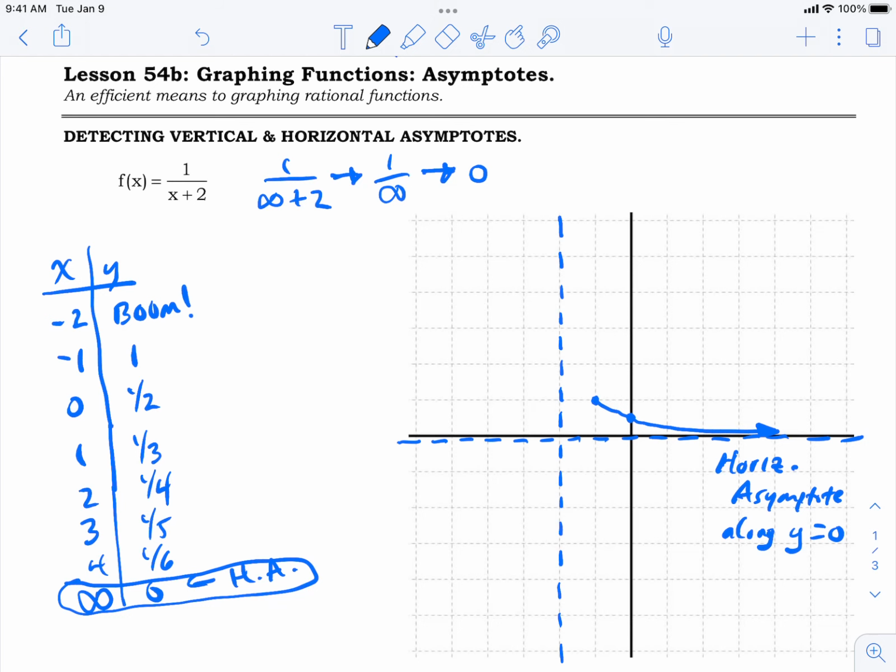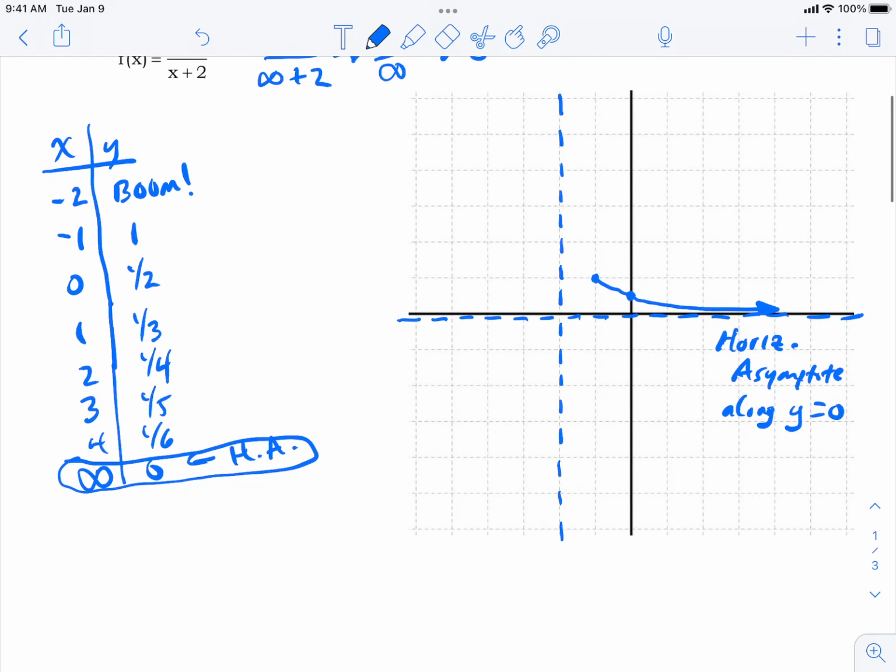Well, I don't think we have to write anything down. We get the idea, don't we? Okay, now let's look at this boom thing here. Let's take a closer look at this boom thing.